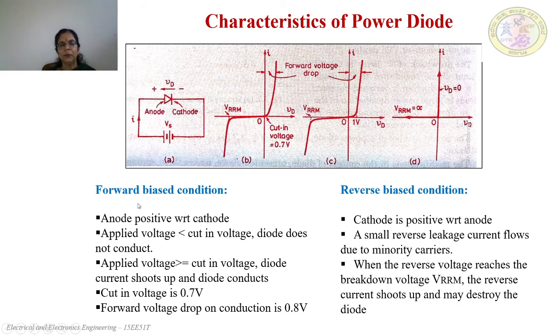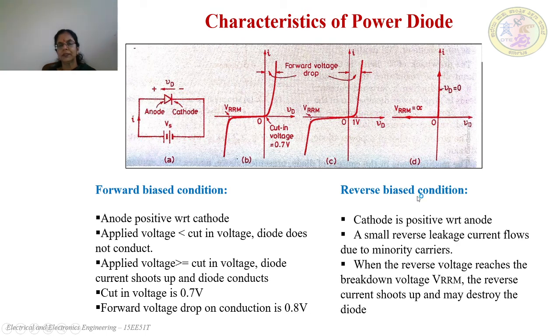During the forward bias condition, anode is positive with respect to cathode. When applied voltage is less than the cut-in voltage, the diode does not conduct. When applied voltage becomes greater than or equal to the cut-in voltage, diode current shoots up and the diode conducts. At that point, the voltage will be 0.7 volts. Forward voltage drop on conduction is about 0.8 volt.